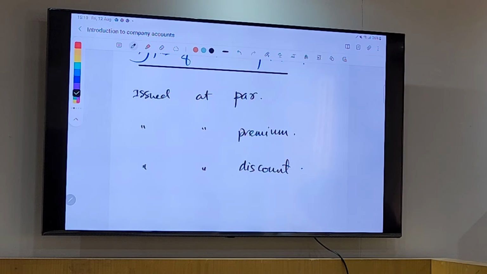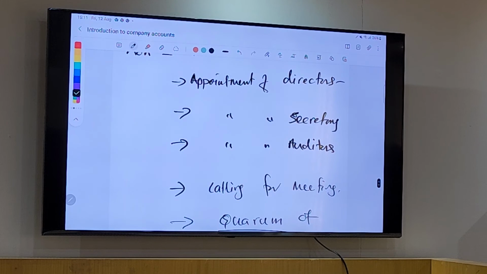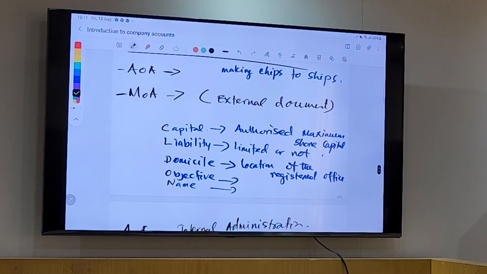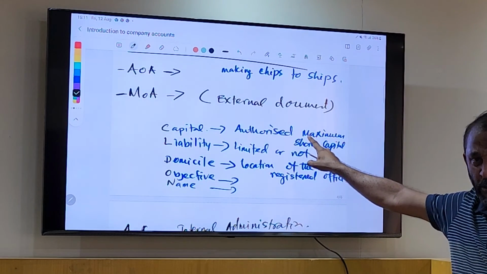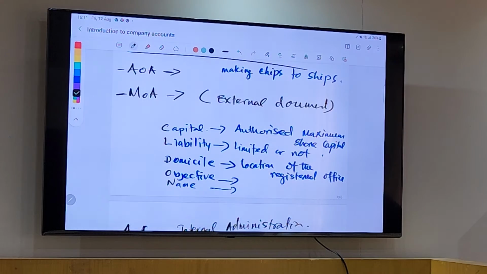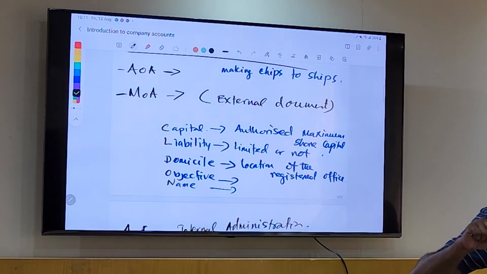So when I say par, another name for this is nominal or book value. Nominal value or book value or par value. See, if you go here, in articles of association or even in memorandum of association, we talked about capital, and that they will talk about what is the price. And the price that you see here is the par value.